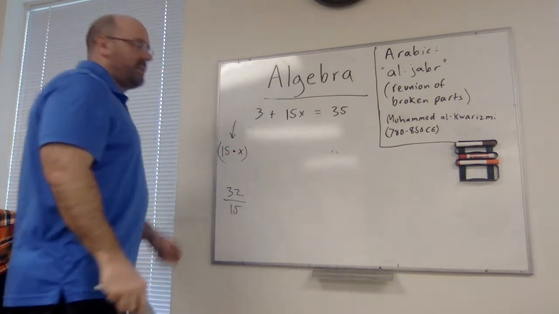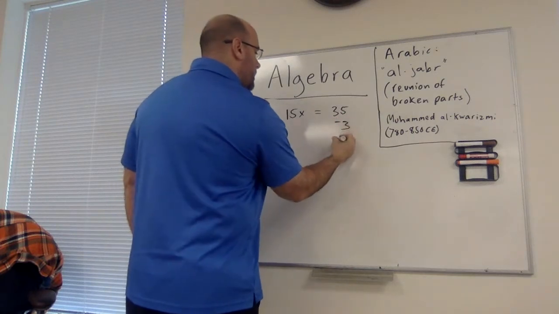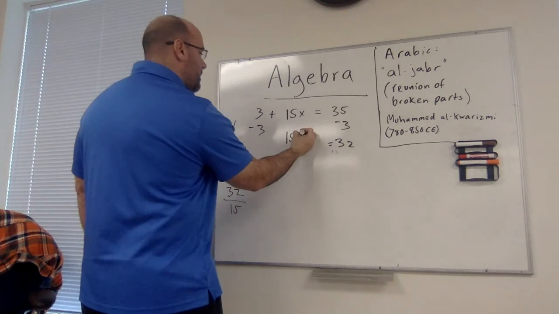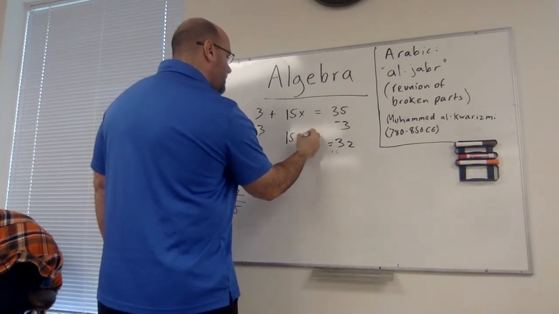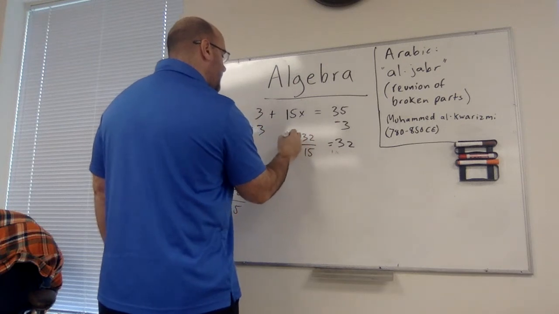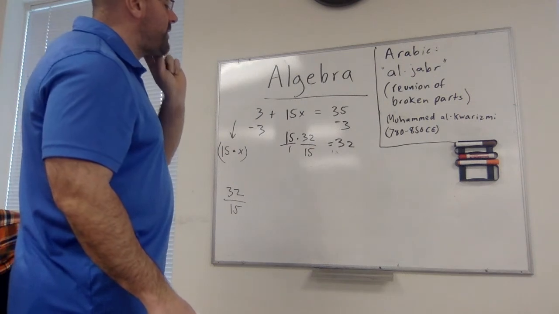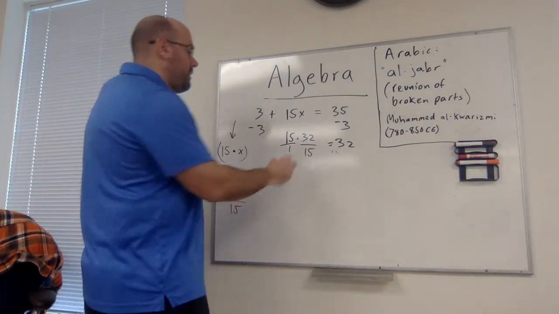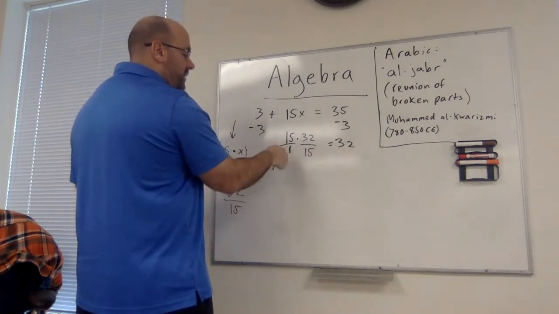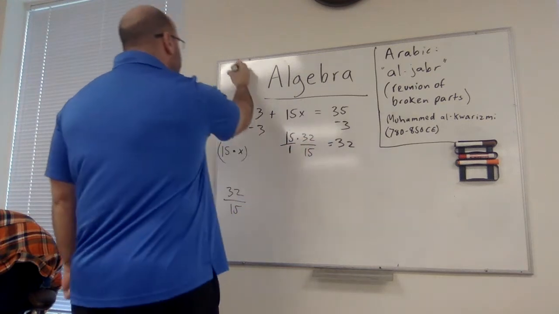3 plus 15x equals 35. Let's subtract 3. 32 equals 15 times 32 over 15, and I can do 15 over 1 there. Looks like I've got something here. I will go ahead and do it the old school way first. I could just cross out the 15s and 32 equals 32, but just to show you that it actually works, let's do 32 times 15.